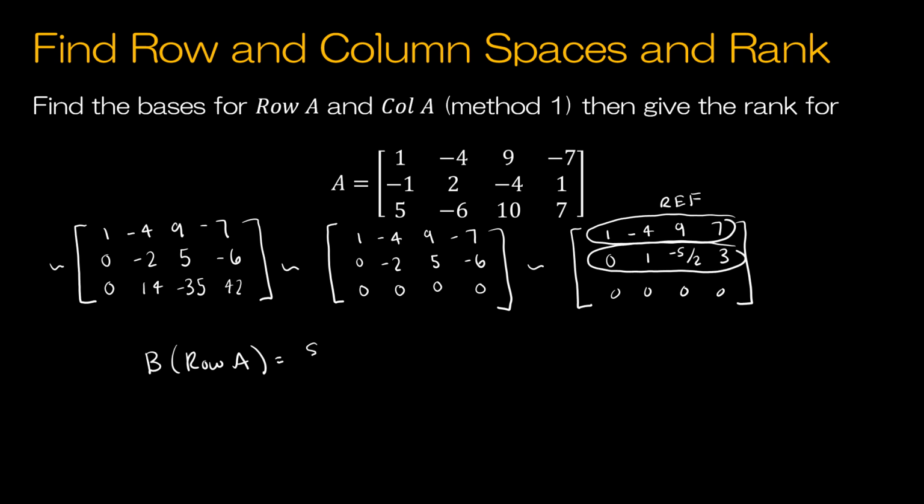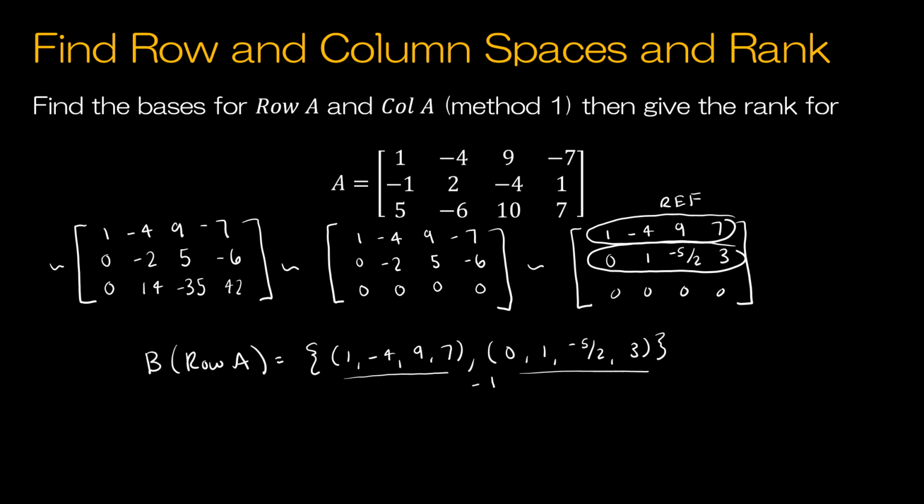So the basis for row A is 1, -4, 9, 7, and 0, 1, -5/2, 3. Now, remember that the basis means that anything in row A is an unlimited number of solutions. Row A is every linear combination of these two row vectors. So any linear combination, I could take 2 of these plus 1 of these. I could take -2 of these, -4 of these.